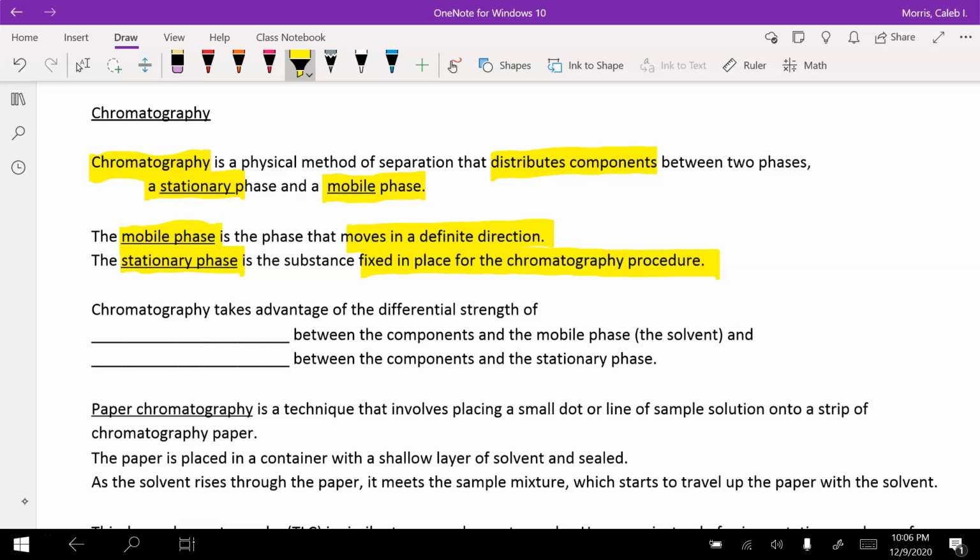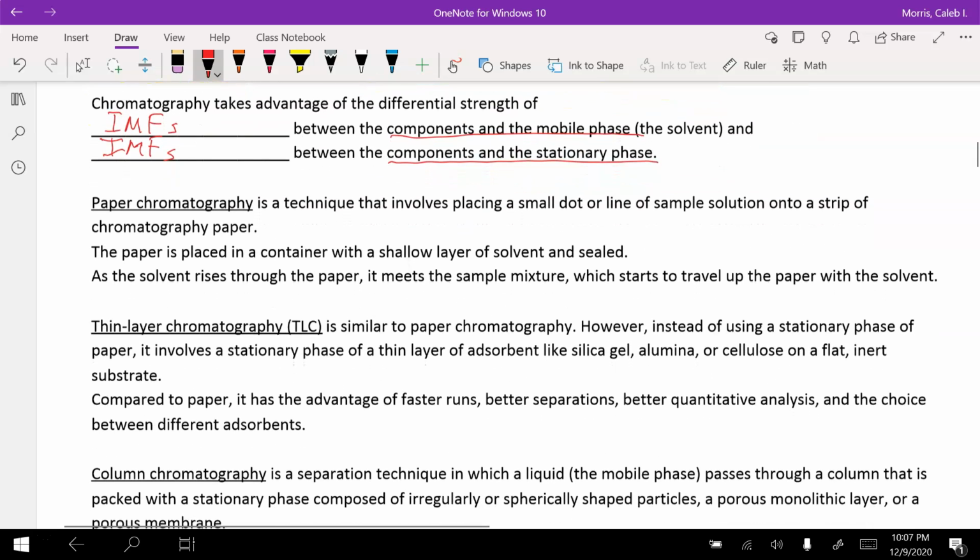The way that chromatography works is it takes advantage of the different strengths of intermolecular forces between the components in the mobile phase, that's the solvent, and also the other intermolecular forces between the components and the stationary phase. So if a component is more attracted to the stationary phase, it will not move with the solvent. It will get stuck, so to speak, in the stationary phase because it's more attracted to the stationary phase than to the mobile phase. If the intermolecular forces are more similar to the mobile phase, then it will flow with the mobile phase right past the stationary phase. Let's go into a little more detail.